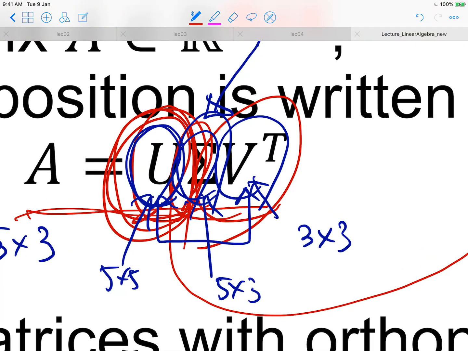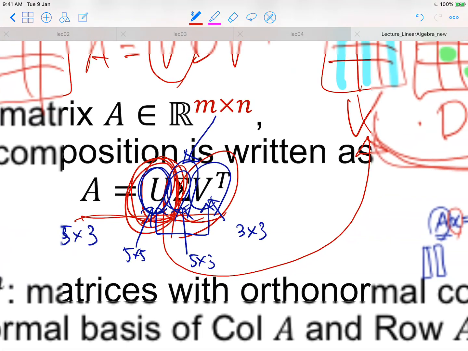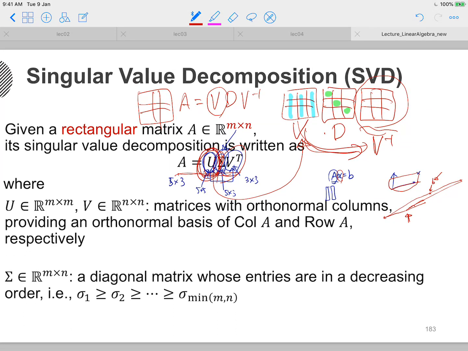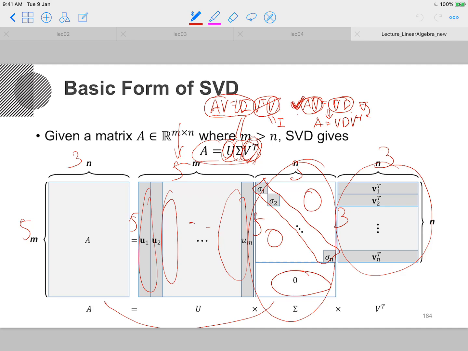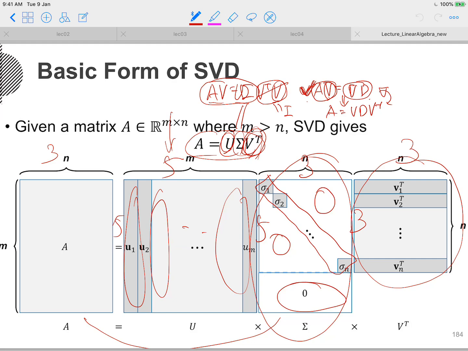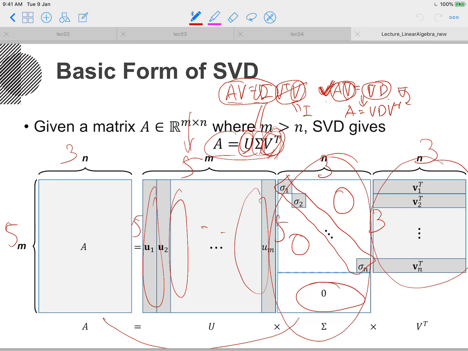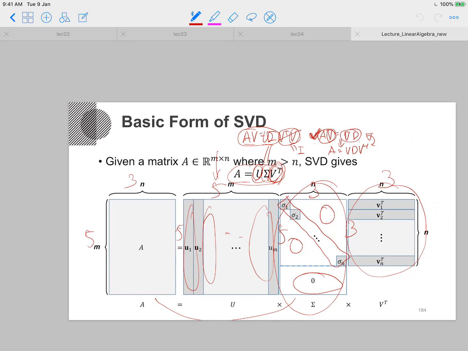Back to this SVD form. U and V will give us the maximally linearly independent kind of vector set. You guys also know the column space of A. We have to discuss this reduced SVD form. If I use the full SVD and our matrix is 5 by 3, then as I mentioned, U is a 5 by 5 square matrix, then 5 by 3, and then 3 by 3, right?